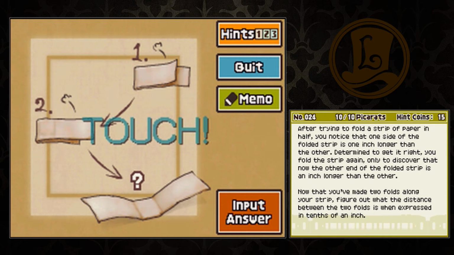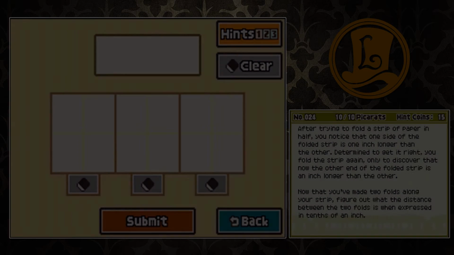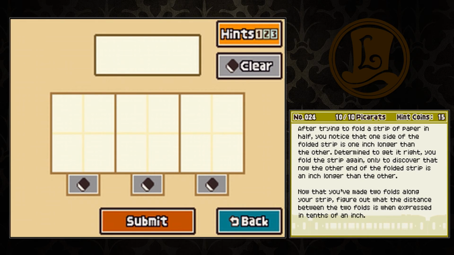What? Oh, tenths of an inch. So you've got that section in the middle. In tenths of an inch? I was gonna say it looks like 1 inch, but... 3 circles. Well, this is a 10 picarat puzzle. I highly doubt it's very complicated.